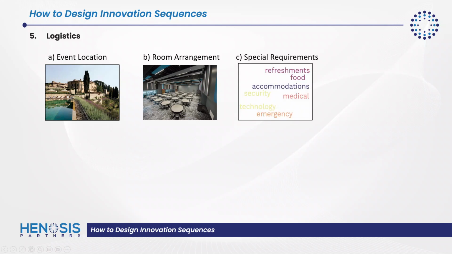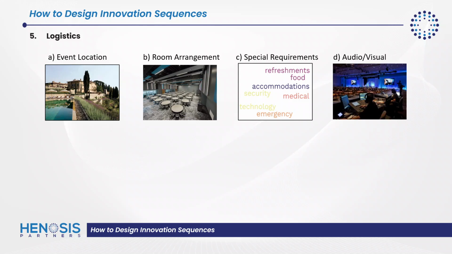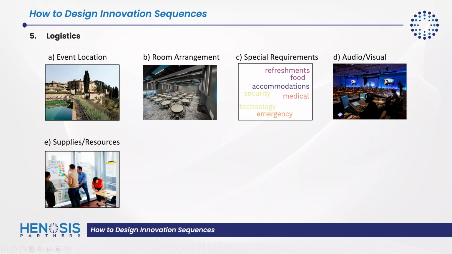Next, you need to consider the special requirements of your attendees regarding refreshments and accommodations. Perhaps security is an important consideration for your event, or having medical support. Technology is often an important consideration. You'll need to give consideration to the audio-visual aspects of your event. Will your event be videotaped? And if so, do you need to hire a team to focus on that type of activity? You need to consider the supplies and resources to enable your event. What paper, pens, markers will you need to support your event?